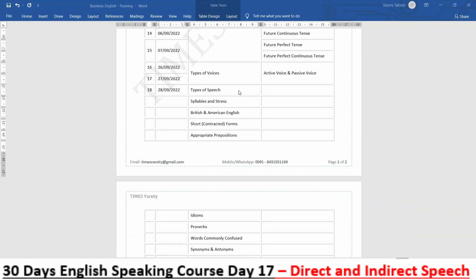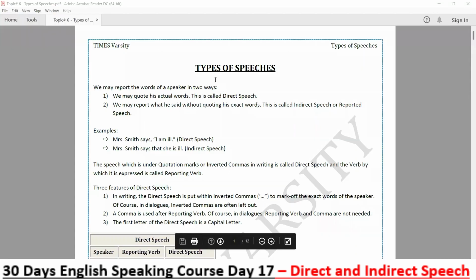In this session, we will discuss types of speech. This is the new topic we will have. So, types of speeches. We may report the words of a speaker in two ways. We may quote his actual words. This is called direct speech. We may report what he said without quoting his exact words. This is called indirect speech or reported speech.